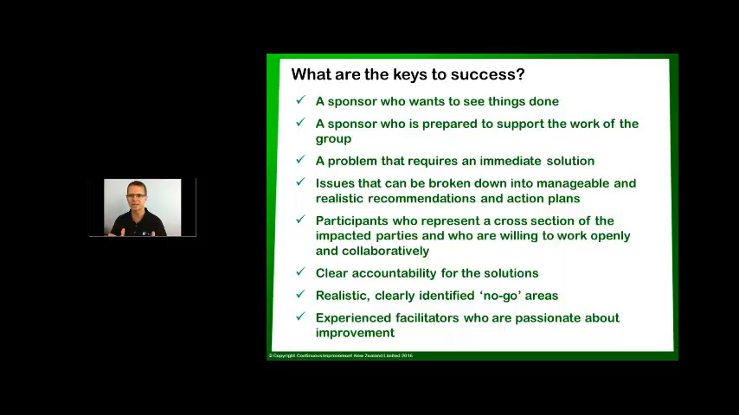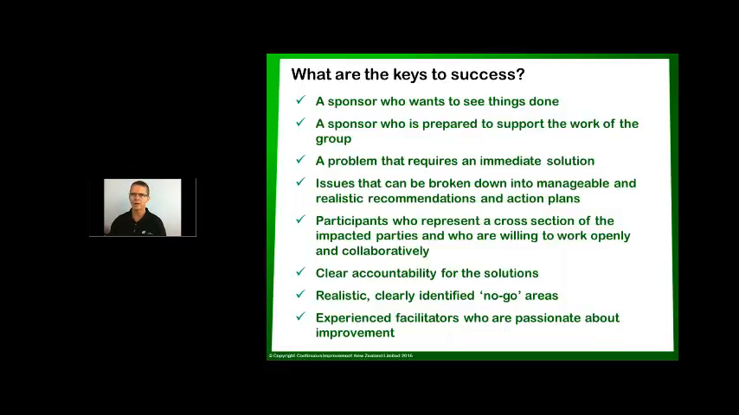You want a problem that has some urgency with it, and that you can break it down into chunks. I've mentioned before about the participants. They need to be representatives of the entire process, and they're the type of people who are willing to work openly and collaborate together. They know they're part of the process, but their responsibility is to work right across the value stream.